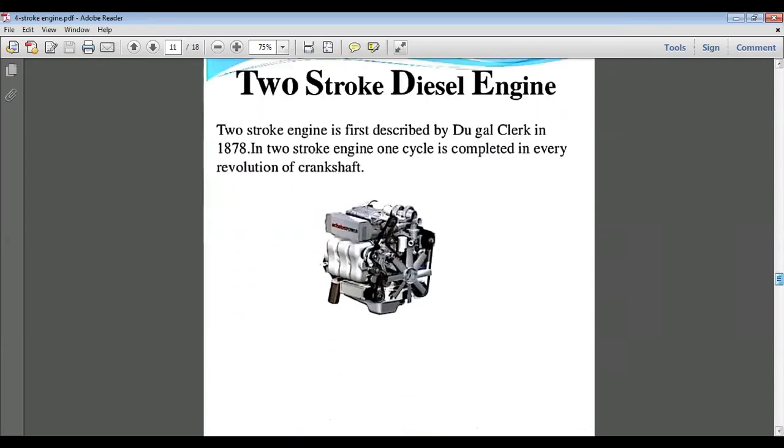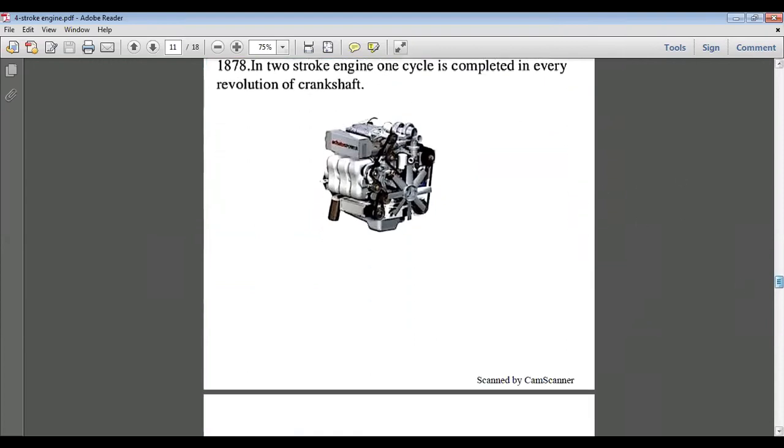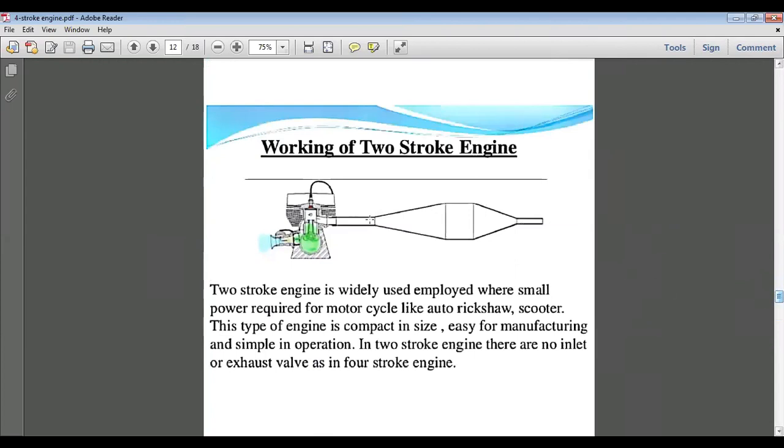Now next is the 2-stroke diesel engine. The 2-stroke engine was first described by Douglas Clerk in 1878. In the 2-stroke engine, one cycle is completed in every revolution of the crankshaft. It is widely employed where small power is required, for the motorcycle or auto rickshaw, scooter. This type of engine is compact in size, easy to manufacture and simple in operation. In a 2-stroke engine, there are no inlet and exhaust valves as in the 4-stroke engines.